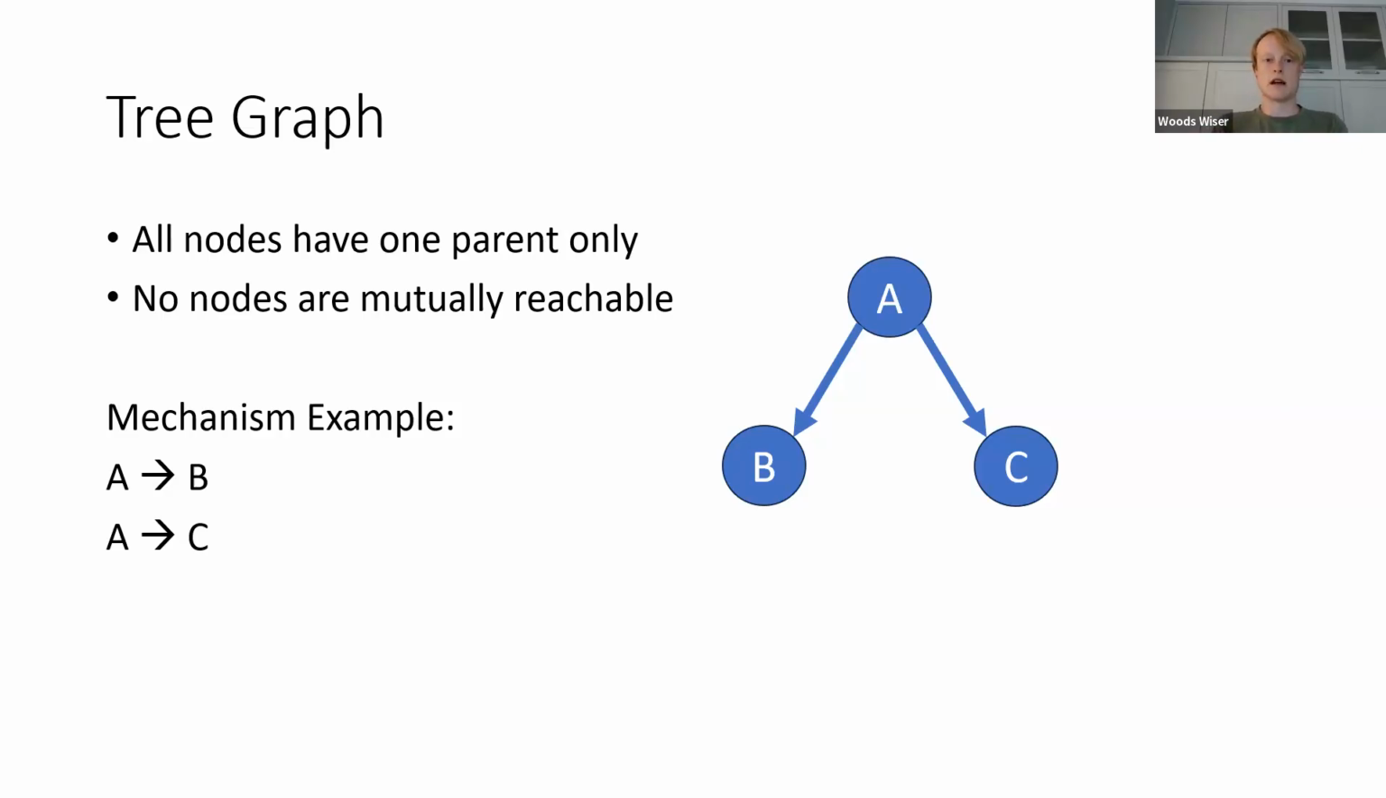And some characteristics of tree graphs: all nodes have one parent only, and no nodes are mutually reachable, meaning that there are no instances where B could reach C and C could reach B. So there's no reversible element to this. There's no cyclical element to it. It just goes in one direction. And all nodes have one parent.